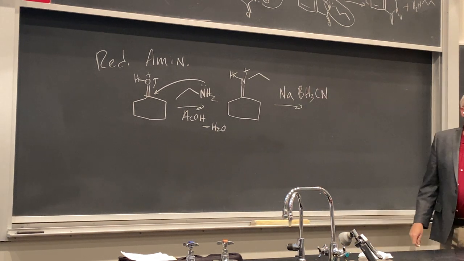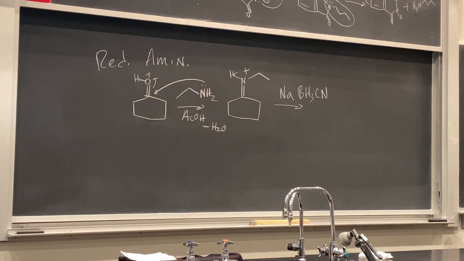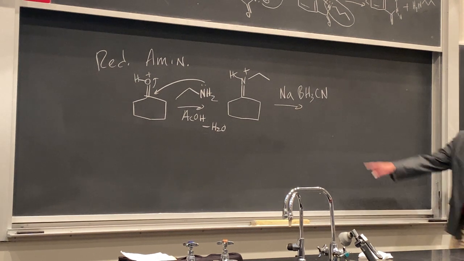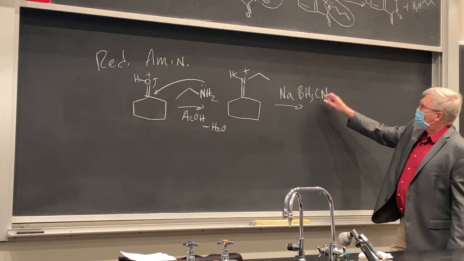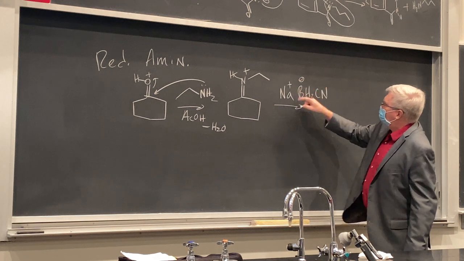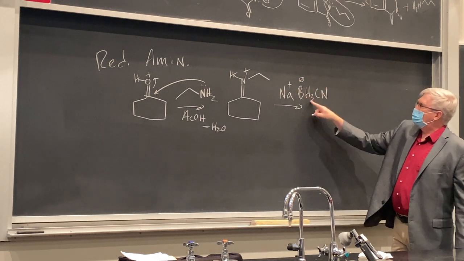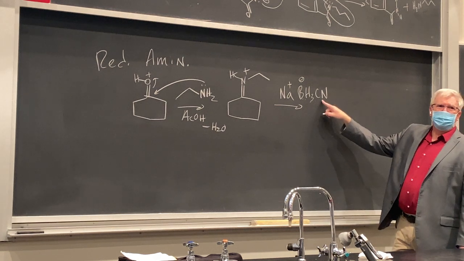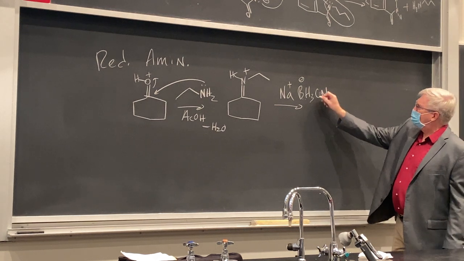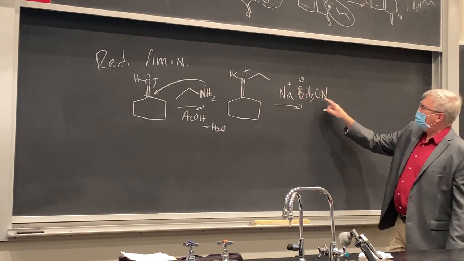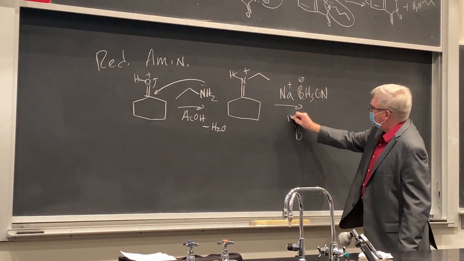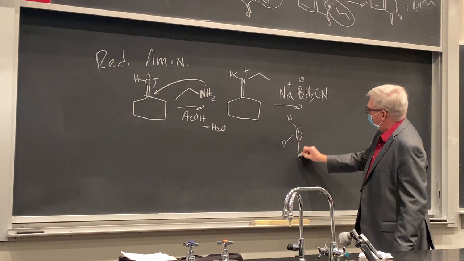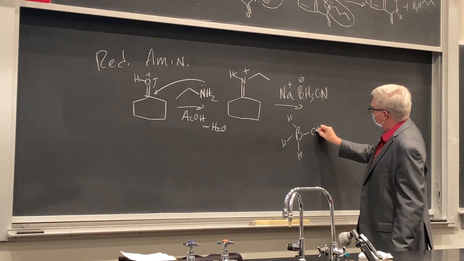cyanoborohydride. Now, what is that? Well, we saw sodium borohydride before, NaBH4. So what is this with a cyanide on there? Well, it's the same thing. Borate is negatively charged because it has 4 things on it, but it has this cyanide on it. A cyanide has a triple bond, bonded to the boron. So maybe we could draw that out. It's got the 3 hydrides and the cyanide on there.